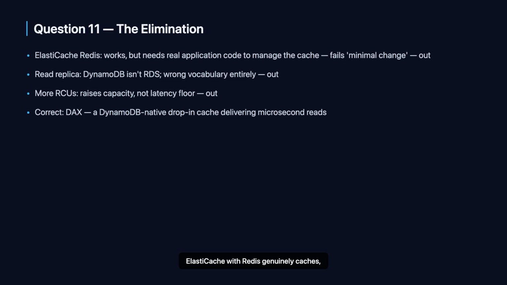Eliminate. ElastiCache with Redis genuinely caches, but you have to write real application code to manage cache reads and writes, which fails the minimal change half of the qualifier. Out. A read replica is RDS vocabulary. DynamoDB doesn't work that way, so it's the wrong service entirely. Out. Adding read capacity units raises throughput, but it doesn't lower the latency floor to microseconds. Out. The correct answer is DAX, the DynamoDB Accelerator.